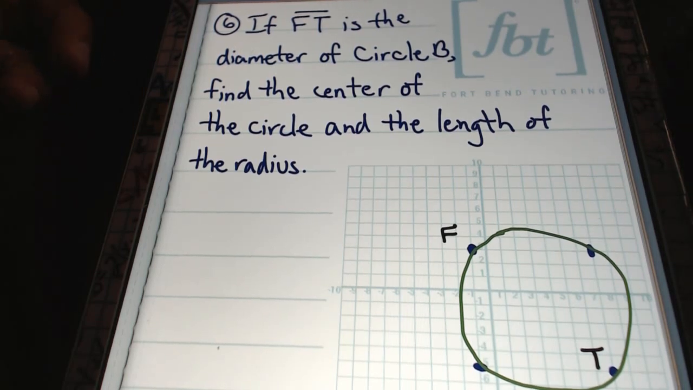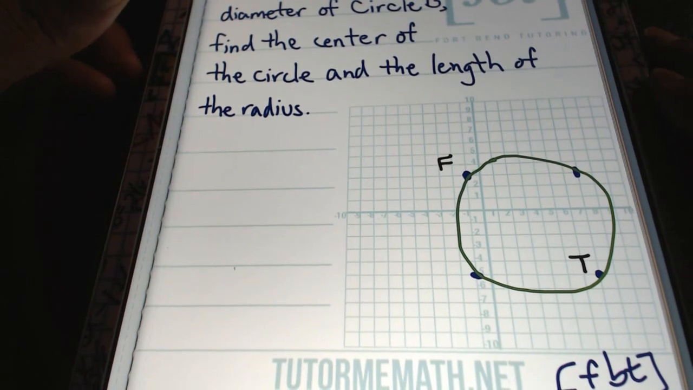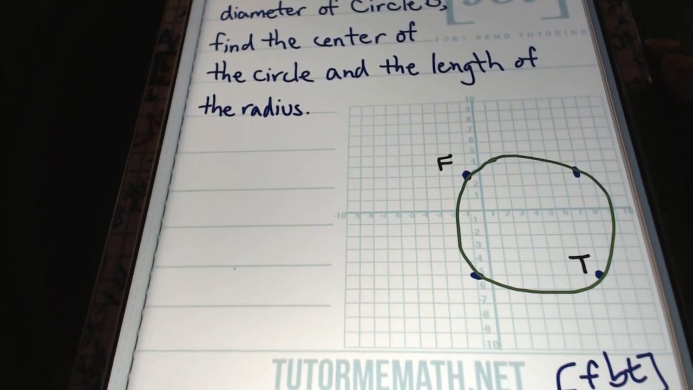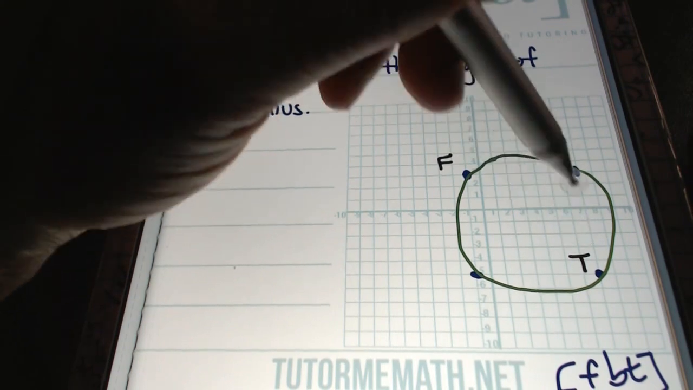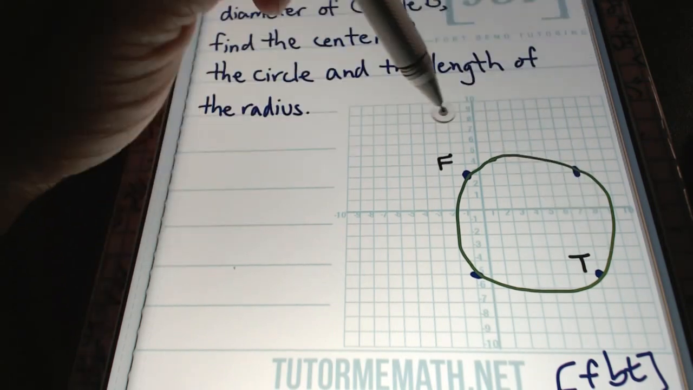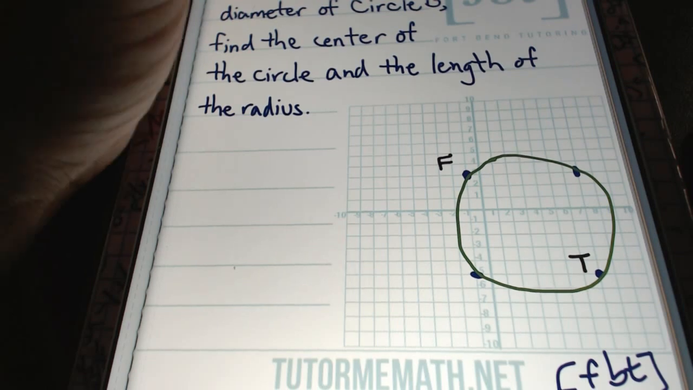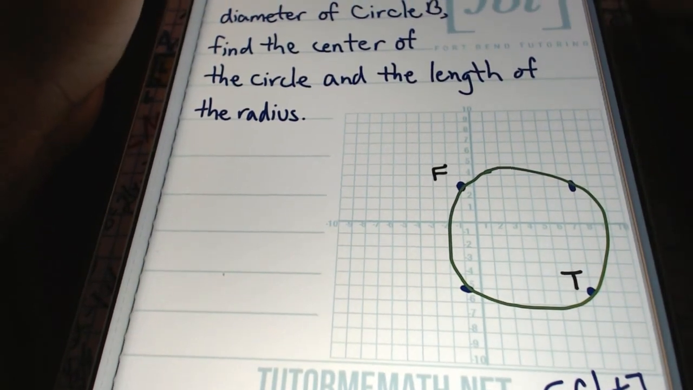Problem number 6, guys. It says if segment FT is the diameter of circle B, find the center of the circle and the length of the radius. That's what we want to do in this problem number 6. All right. So in this problem, ladies and gentlemen, we have 2 endpoints of a diameter. We are not told where the center is. But we are told that F and T lie on the diameter. So as long as we have access to the diameter, we can always find half of that, or find its location at the midpoint, in other words, in order to find out the center of the circle. And so that's exactly what we'll be doing.